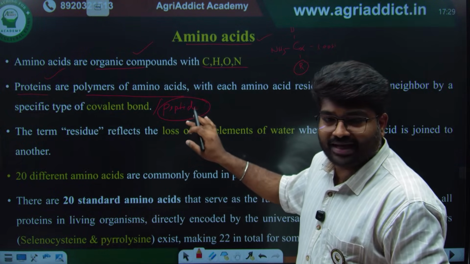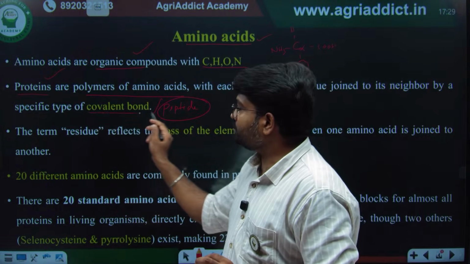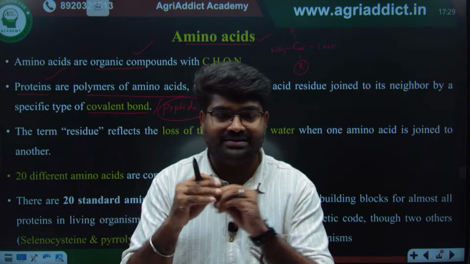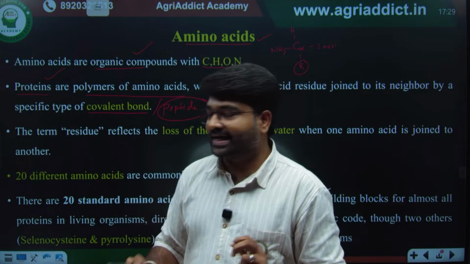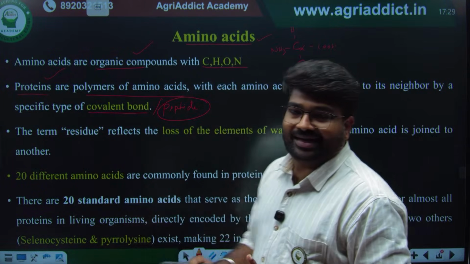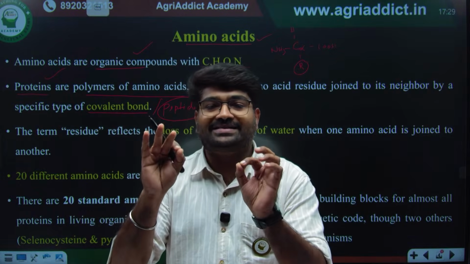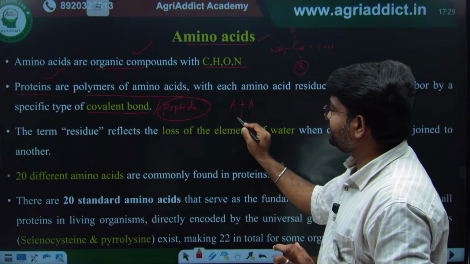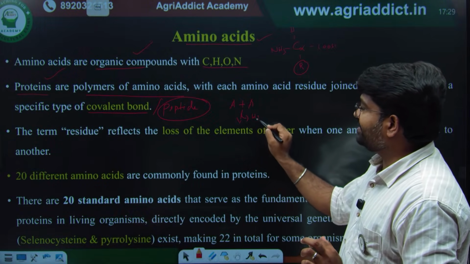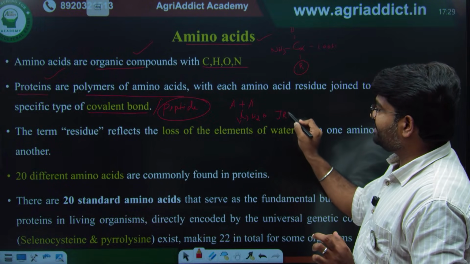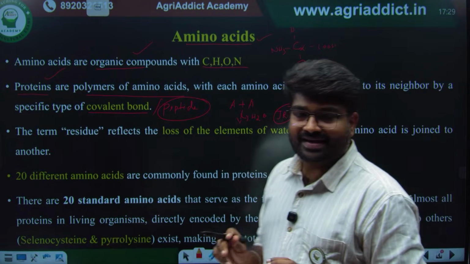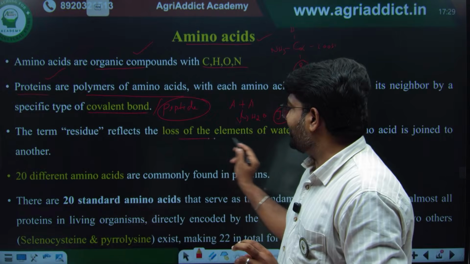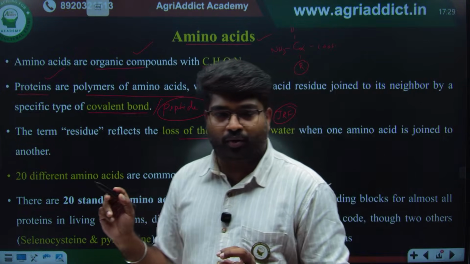This peptide bond is a class of covalent bond. It's a covalent bond, which means it is a very strong bond. Then the most important thing: when an amino acid condenses with another amino acid, a molecule of water is released. This is a JRF question; they have asked this one. So the amino acids are condensed, and during that process a molecule of water is released. This is another important point you have to remember.